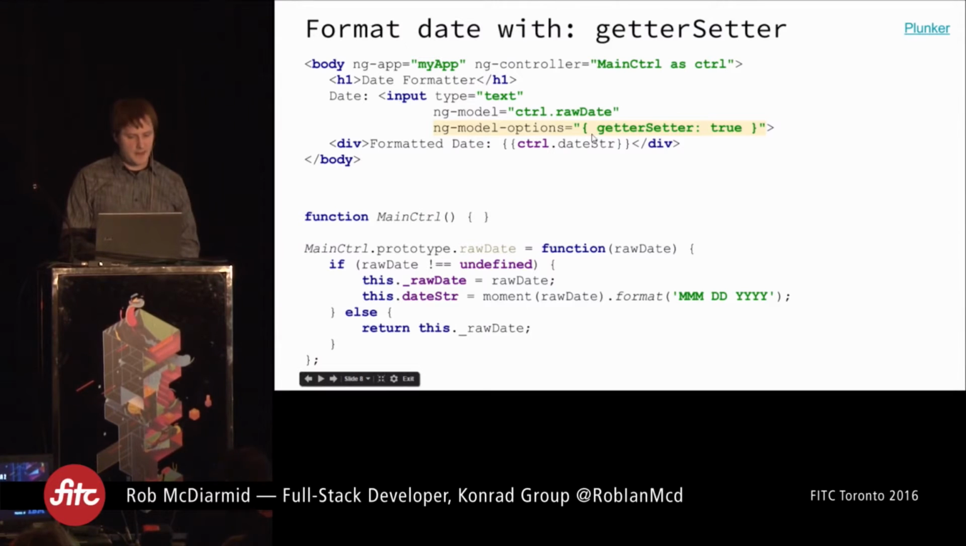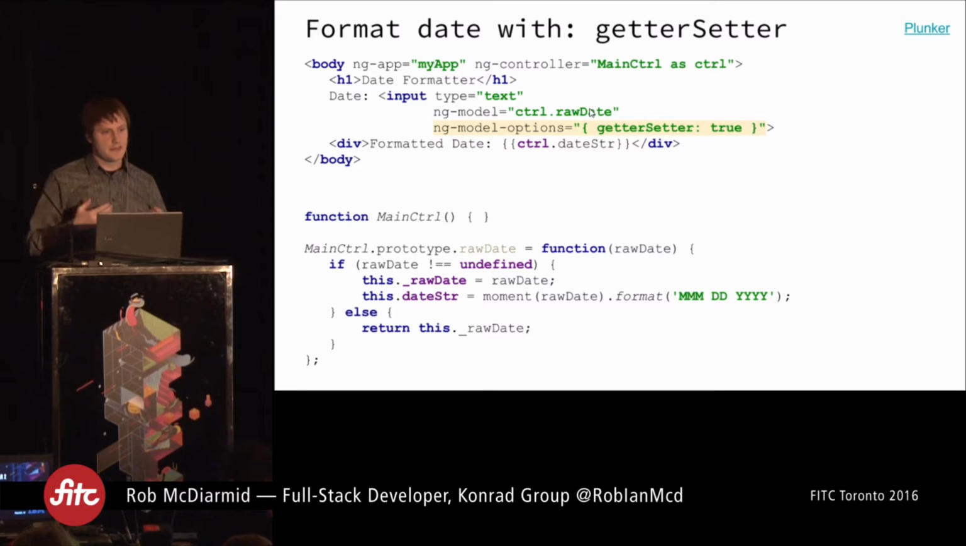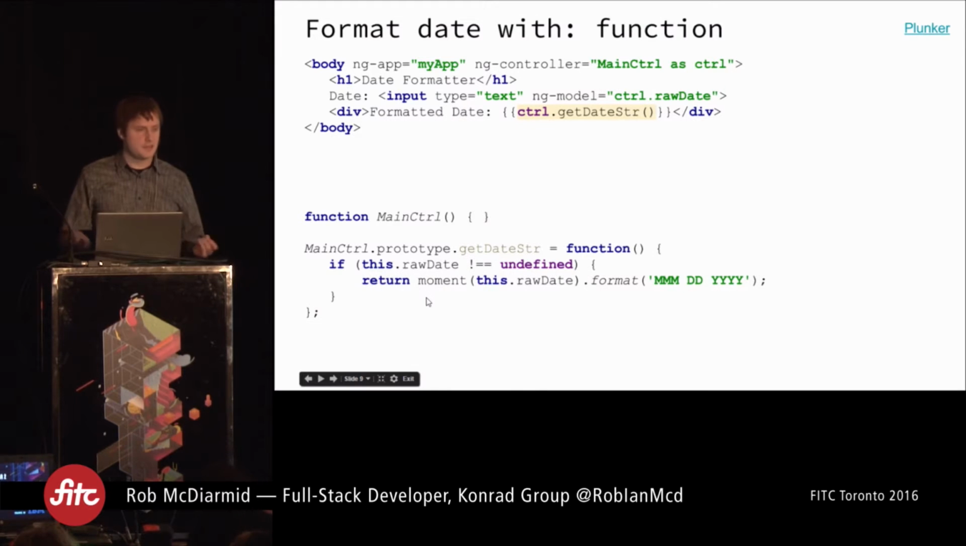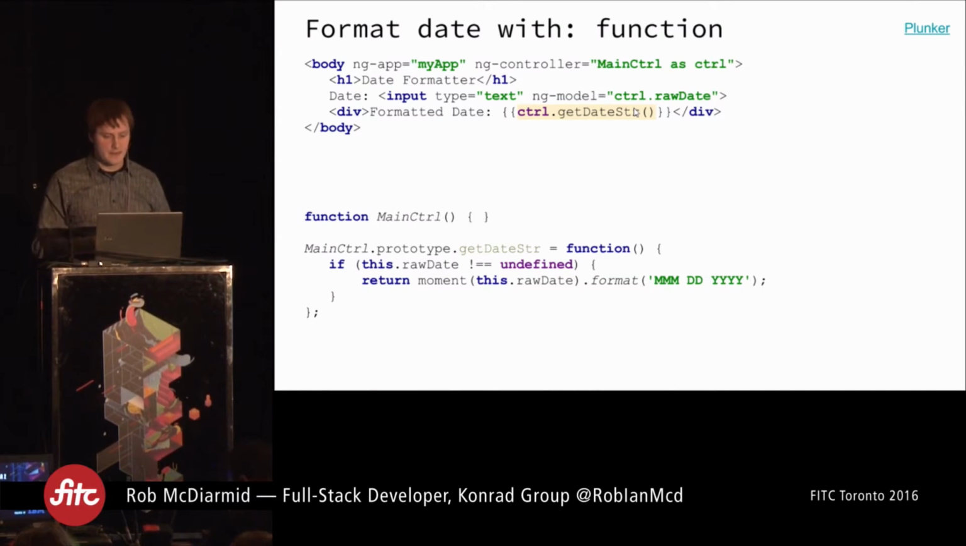We could use ngModel options getter setter. What this does is it takes your model and uses it as a getter setter function. So you can see my model now, instead of just being a string, it's actually a function that sets this internal underscore raw date or gets it. And this way, I have a function that gets called whenever this changes, so I could update the date string whenever it gets changed. Another way you could do it is just with a function. So you could just create a binding to a function that goes and gets you the date string whenever you need to update it. So there's a whole lot of ways you could do this. You could use a filter, you could use formatters and parsers. You really don't need to be using $watch.